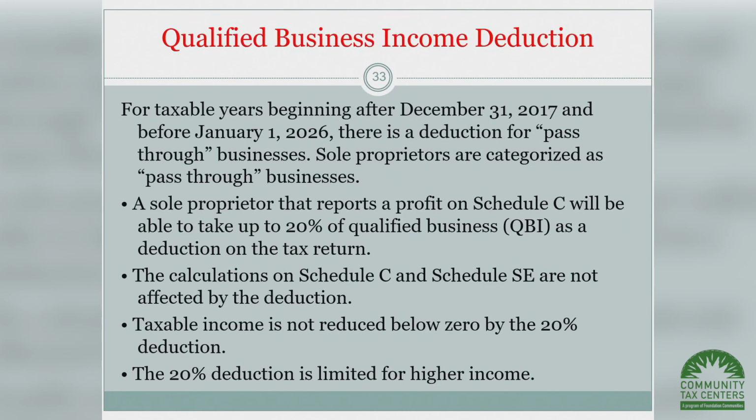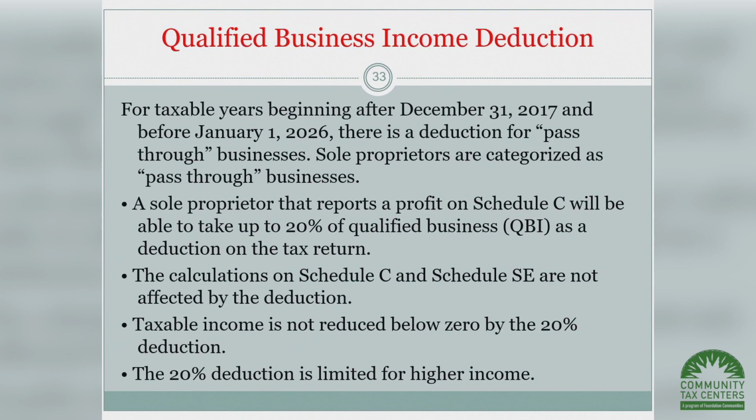This is another deduction that is in addition to the standard deduction and itemized deduction. And here again, TaxLayer will automatically compute this deduction if applicable. But for tax years beginning after December 31st, 2017, and before January 1st, 2026, there is a deduction for pass-through businesses. And sole proprietors are considered pass-through businesses. A sole proprietor that reports a profit, again, you have to have a profit on the Schedule C, will be able to take up to 20% of the qualified business income, we refer to it as QBI, as a deduction on the tax return. The calculations on Schedule C and Schedule SE are not affected by the deduction.